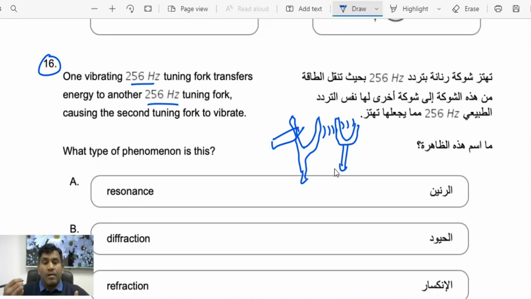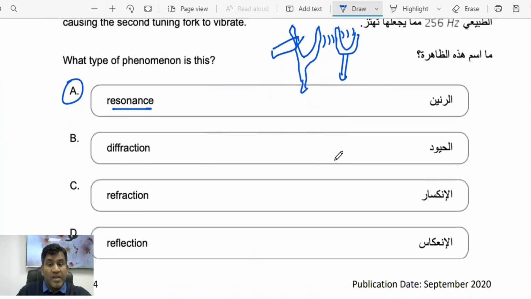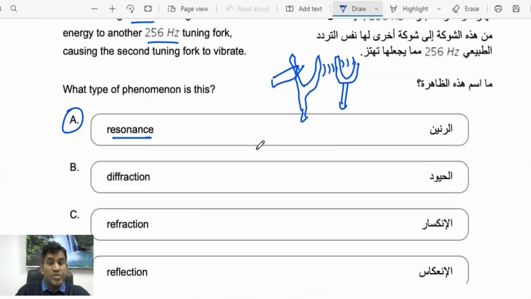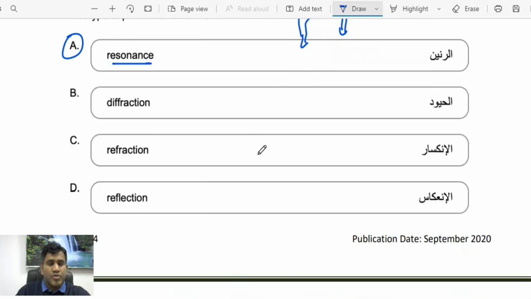And this phenomenon is called resonance. Resonance is vibrating one tuning fork just by the vibration of another. Even if you don't know the definition, you can see that diffraction is basically the spreading of light or waves. Refraction is basically entering from one medium to another. Reflection is bouncing back into the same medium. They are not at all talking about the situation mentioned. So A is the best choice here.